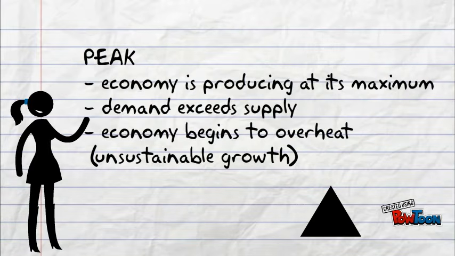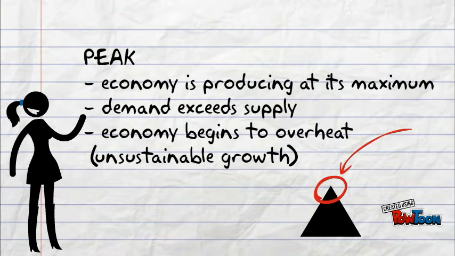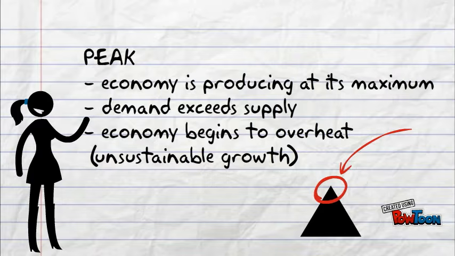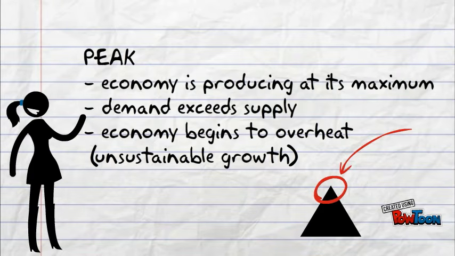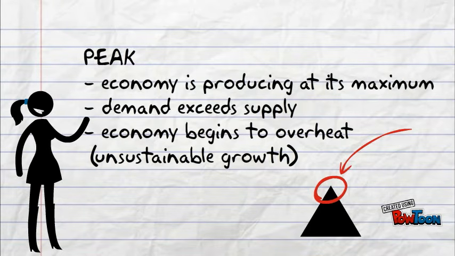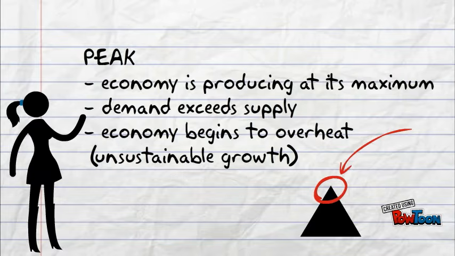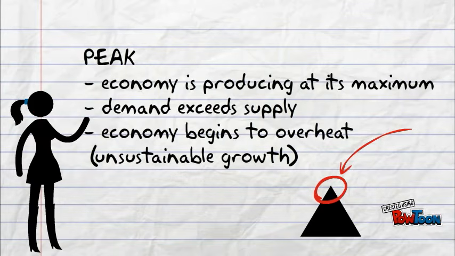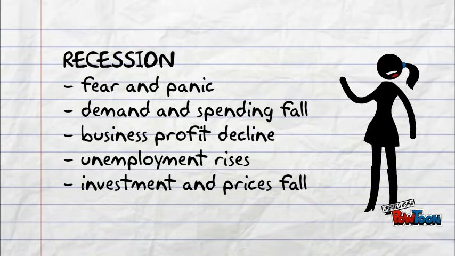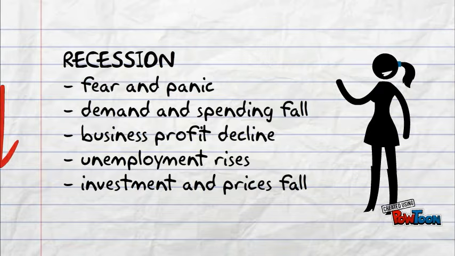A peak is realized when an economy is producing at its maximum allowed output. This is where demand is exceeding supply, and here the economy begins to overheat and overexpand with only one place to go: downward. During a recession, GDP growth rates begin to slow down.